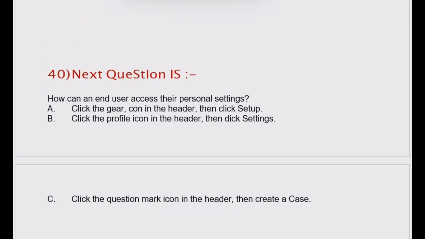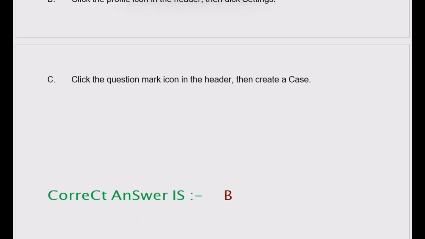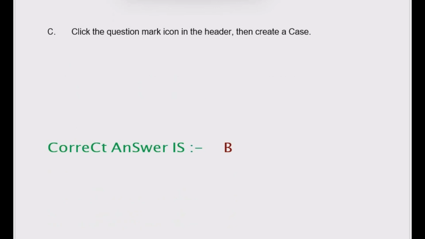Question is, how can an end user access their personal settings? Option A, click the gear icon in the header, then click the settings icon. Option B, click the profile icon in the header, then click settings. Option C, click the question mark icon in the header, then create a case. Correct answer is option B.